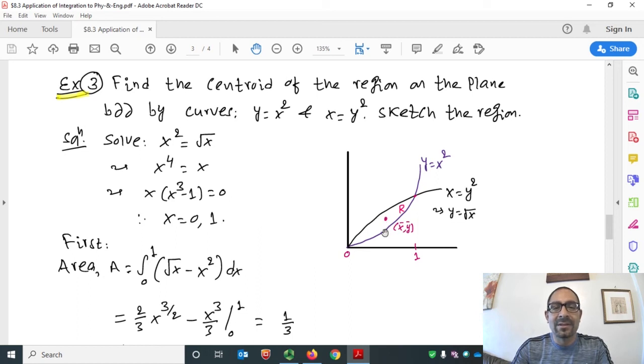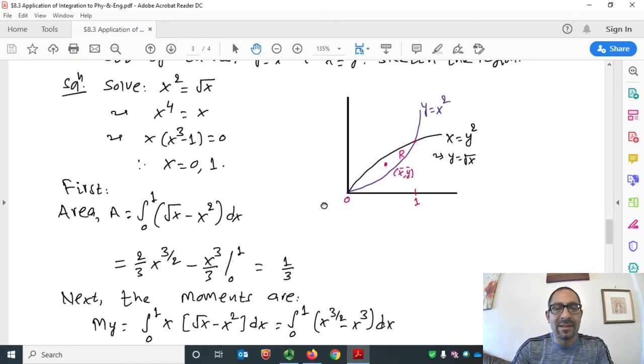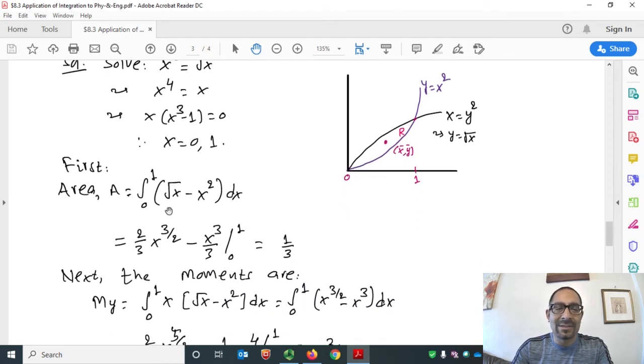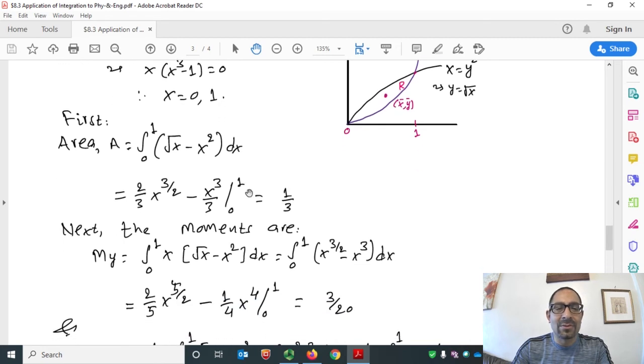So let's find this point whose coordinate is x bar, y bar, which is the centroid. Awesome. So first, let's find the area. Area A equals the definite integral from 0 to 1 of the top curve minus the bottom curve. The top curve is y equals radical x, and the bottom curve is y equals x squared, then dx. Take the integration, put in x equals 1 and 0, and simplify. It gives us 1/3.